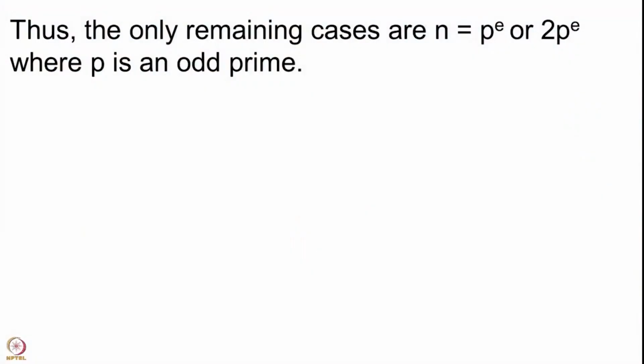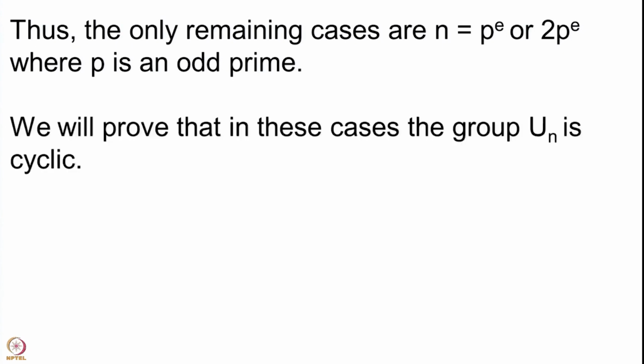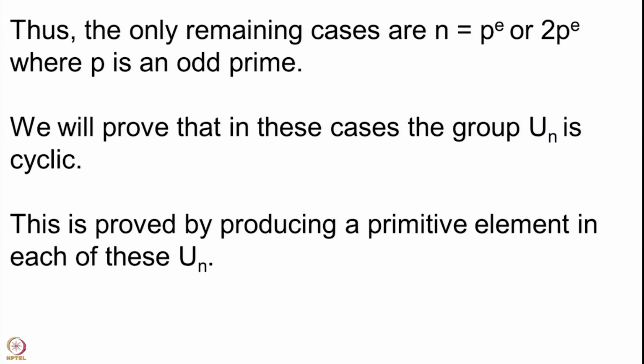So, the only remaining cases are n equal to p^e or 2 times p^e, and what we are now going to show is that in both these cases the groups U_n are cyclic, and this is going to be done by producing a primitive element in each of these U_n. So, primitive element, just to recall, is an element whose order is exactly equal to phi(n). This is what we are going to do. We will produce a primitive element in each of these U_n.